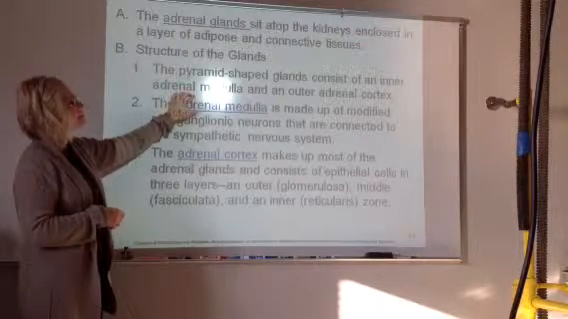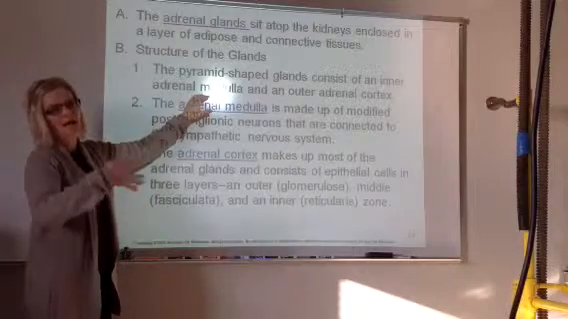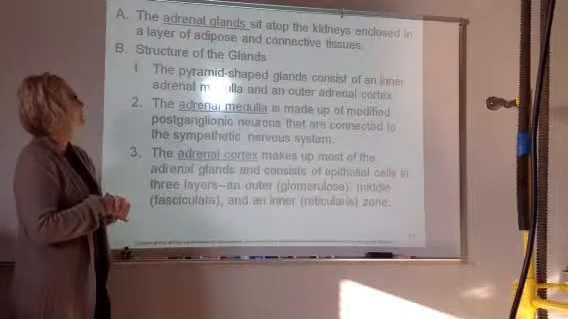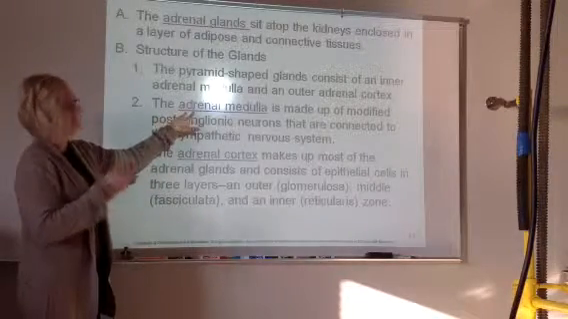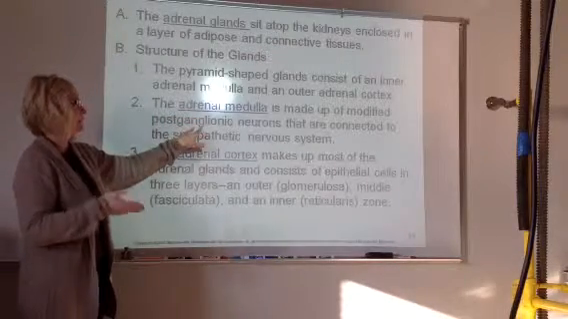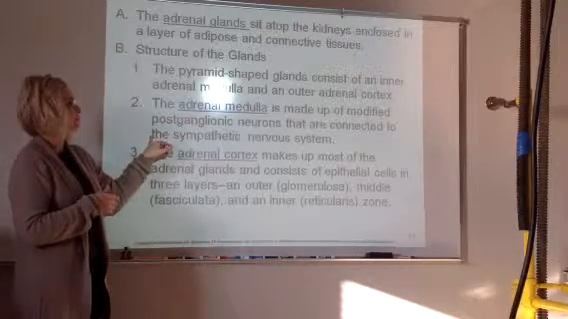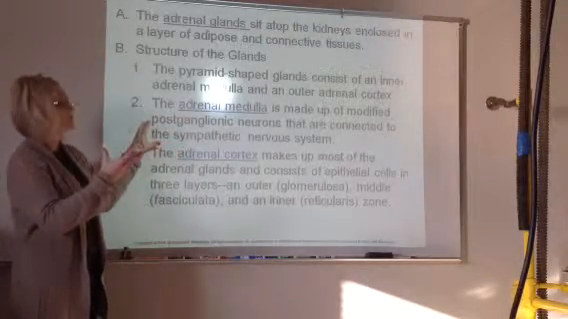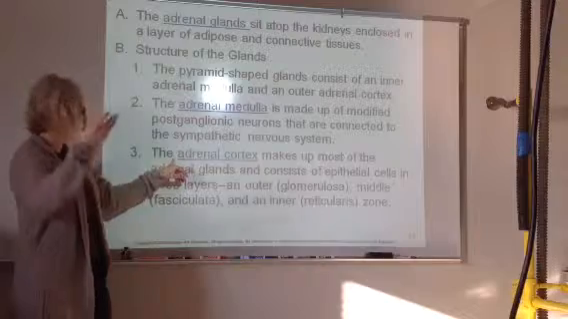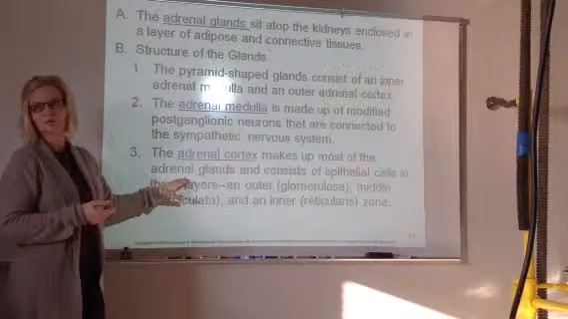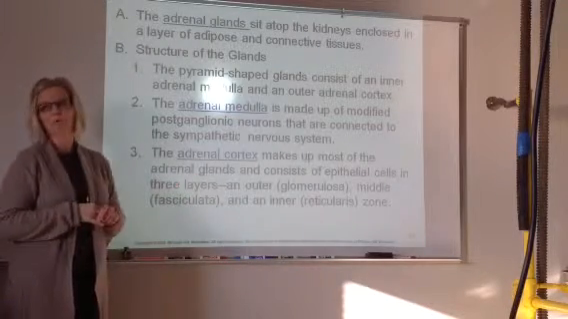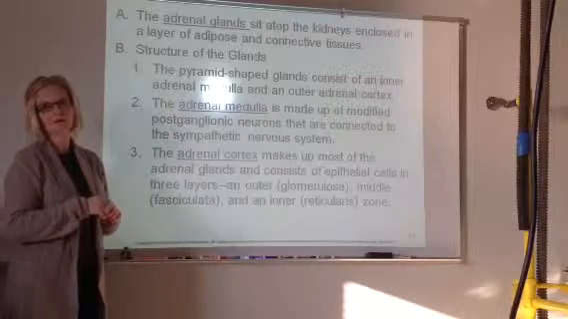They do have an inner adrenal medulla and an outer adrenal cortex. So there are kind of 2 layers to each one. The adrenal medulla, on the inner layer, is made up of postganglionic neurons, and they are connected to your sympathetic nervous system, so it's going to be directly affected by your nervous system. The adrenal cortex on the outside is the larger portion of the adrenal gland, and it's made up more of epithelial cells, not nervous cells.